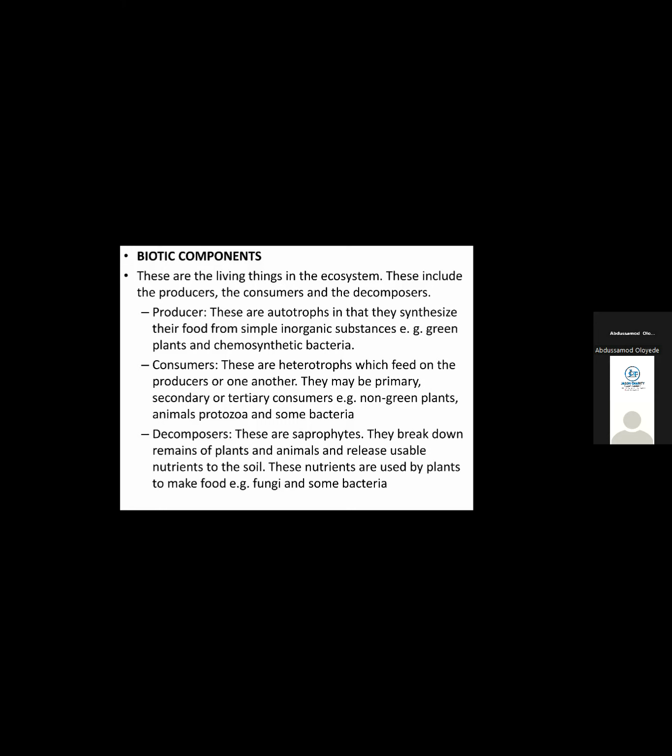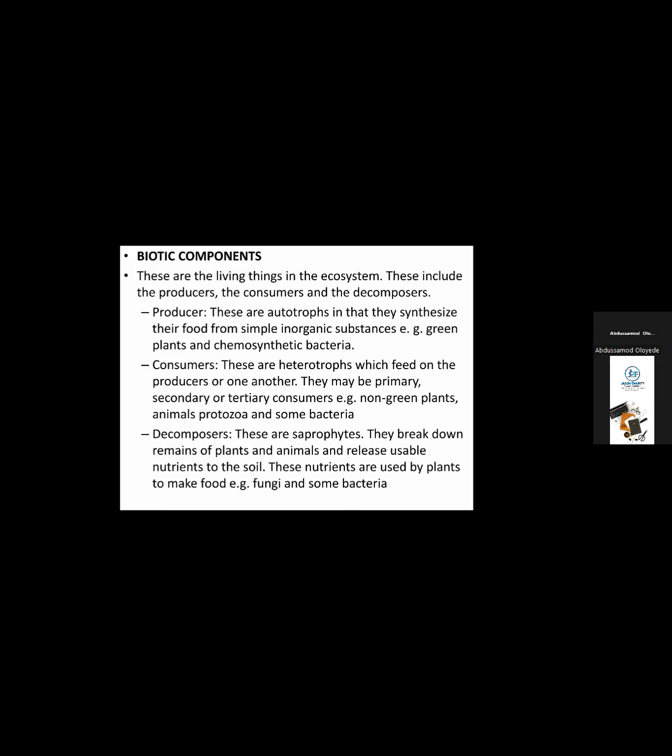The other part of biotic components are the consumers. These are mainly heterotrophs, which are organisms that depend directly or indirectly on autotrophs for food. Examples of heterotrophs are bacteria, goats, dogs, and sheep. All of these fall under consumers.